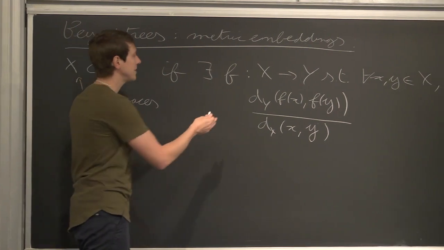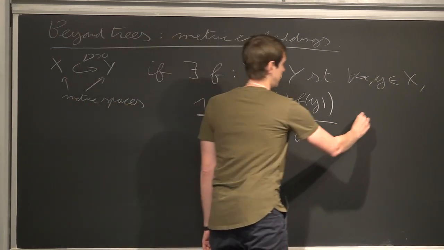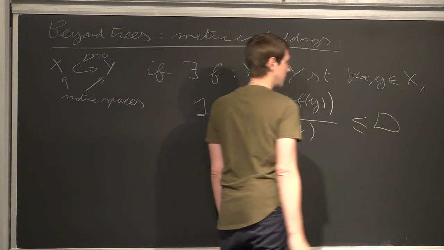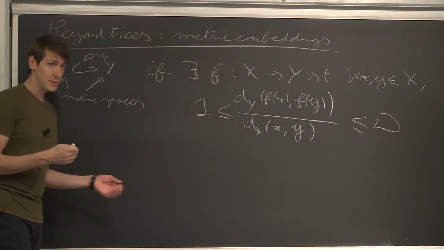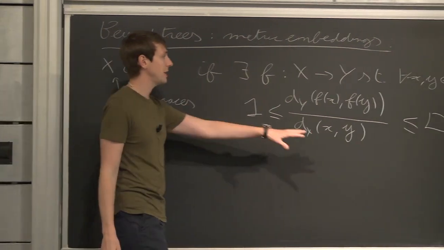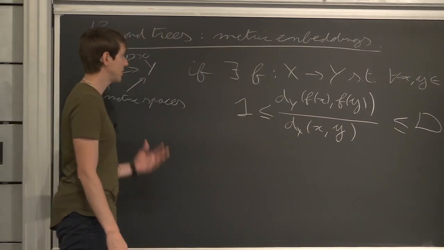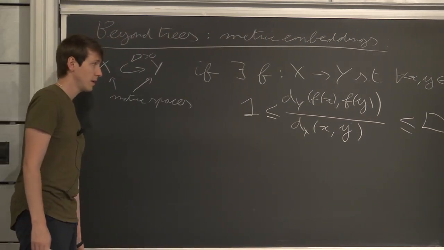And up to a normalization of the distance in y, I can just always assume this is bigger than 1, and this is going to be smaller than capital D. So the distances do not change too much. They change at most by a multiplicative constant. That's what a metric embedding is.